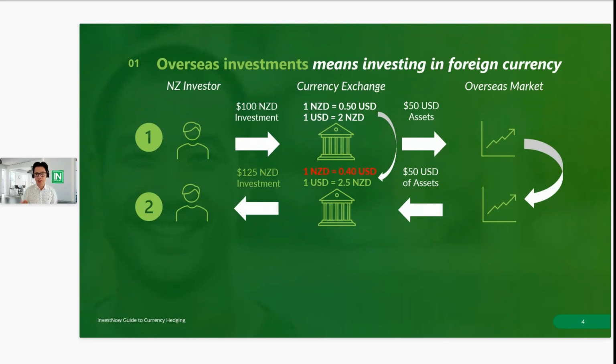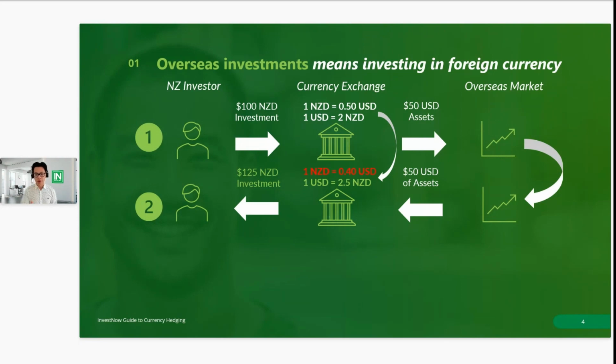What this change in exchange rate means is that when the New Zealand dollar has weakened, the US dollar has conversely also strengthened. So your 1 USD before, which was getting you 2 New Zealand dollars, is now getting you 2.5 New Zealand dollars. So therefore, because you had $50 USD of assets, when you convert that back into New Zealand, you get $125 New Zealand.